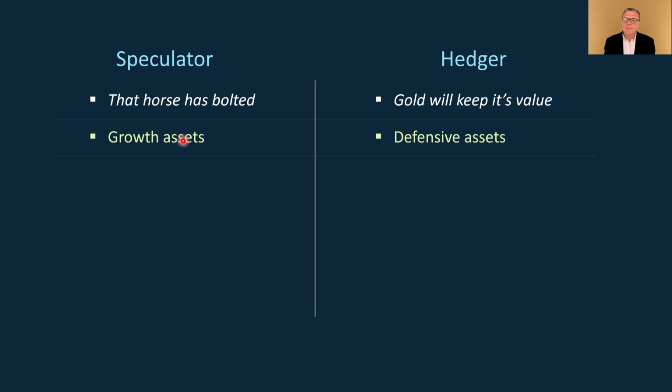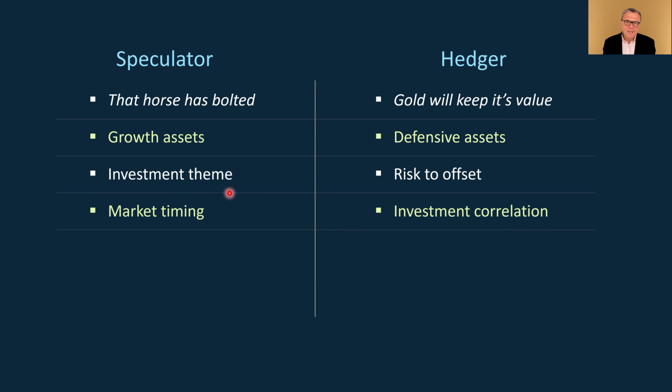So a speculator is thinking in terms of growth assets versus defensive assets, the part of the portfolio. This is an investment theme versus a risk to offset. But here we are thinking about market timing and whether we can time the market, get in, ride the investment theme up, and then get out by timing the market. You shouldn't overestimate your ability to do that.